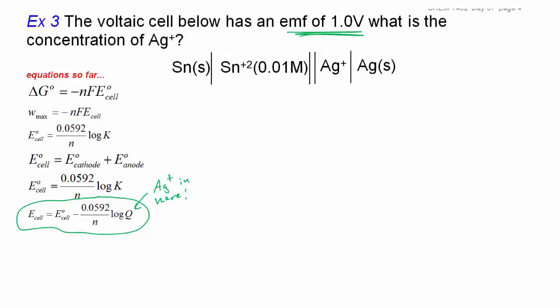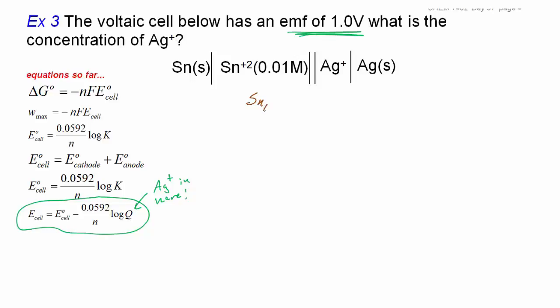So we need to set up the entire equation. And there's only going to be one thing missing, and that's the silver ion concentration. And that's what we'll solve for. So try to set it up. Find what the half reactions are, find E0 cell, find N, plug them into the Nernst equation, and then solve for the concentration of silver ion. See if you can do it.